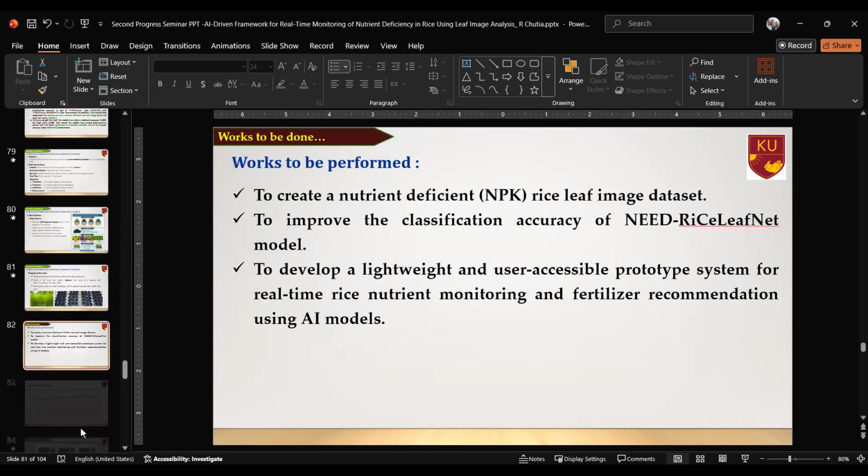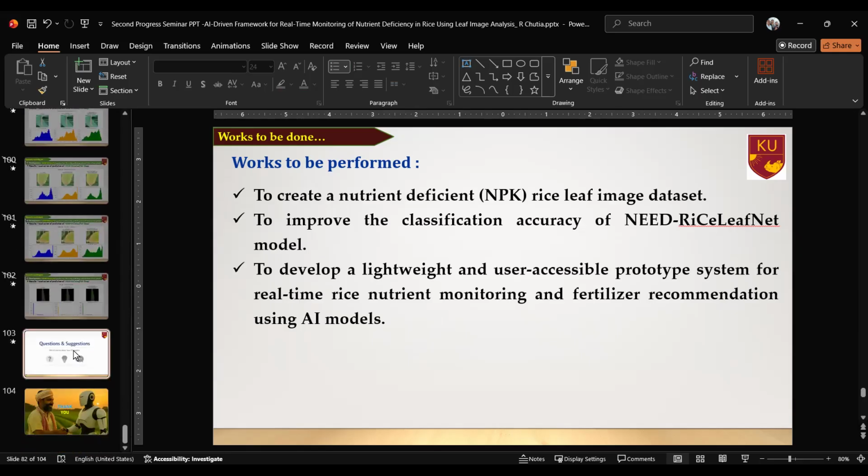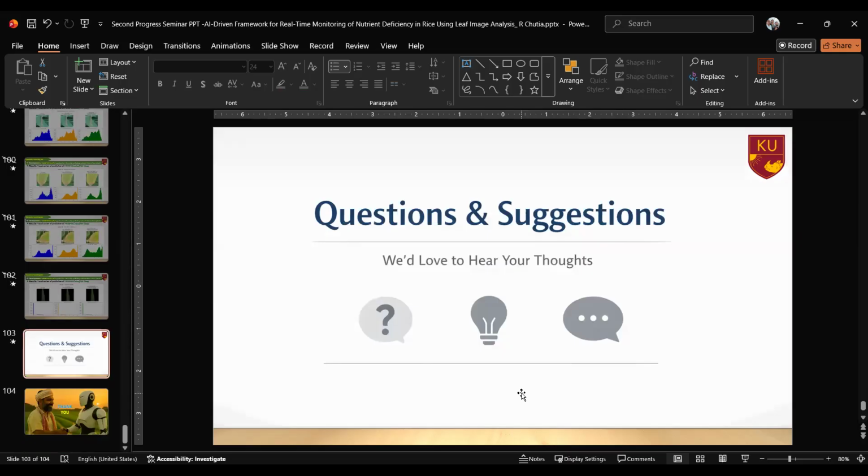The work to be performed in the next semester is to create a nutrient deficiency rice leaf image dataset, and to improve classification accuracy with the RiceLeafNet model. And finally, to develop a lightweight and user accessible prototype system for real-time rice nutrient monitoring and fertilizer recommendation using AI models. So these are the slides we have, and if there are any questions and suggestions regarding my experiment or my research, kindly share, sir.